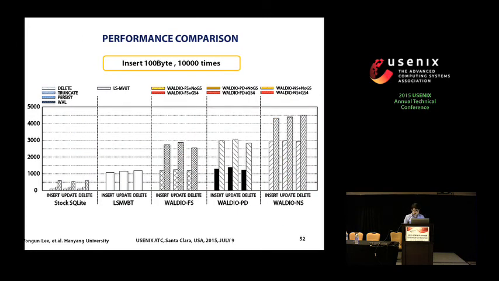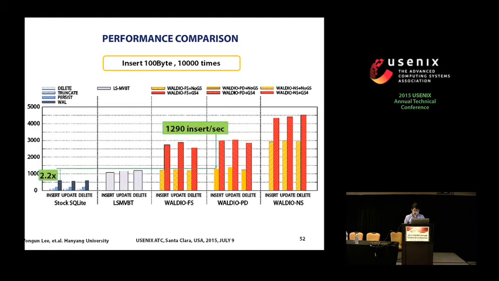We performed each of insert, update, and delete operations 1,000 times and measured the performance. We categorized them into 5 groups: stock SQLite, LSMBBT, WALDIO with full sync option, WALDIO with persistent direct I/O, and WALDIO with normal sync option. Here we examined the performance of WALDIO with group synchronization. Compared to stock WAL mode, WALDIO persistent direct I/O obtains 2.2 times better performance in the absence of group synchronization.